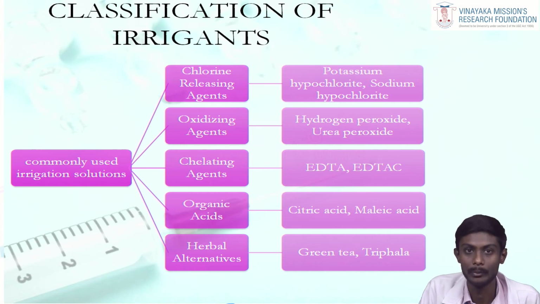Why is cetrimide combined? Because it can reduce the surface tension of the root canal walls, enabling the irrigating solution to enter completely into the root canal space and cause complete debridement of the debris. Next are the organic acids such as citric acid and malic acid, which can be used as irrigant solutions. Next are herbal alternatives such as green tea and triphala, which are also used as irrigant solutions.